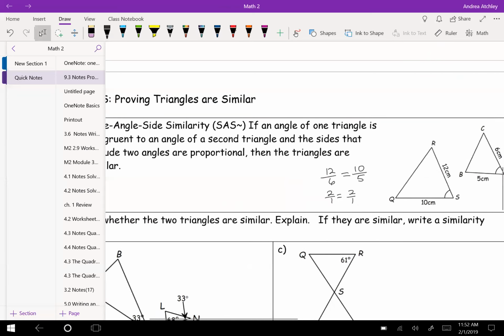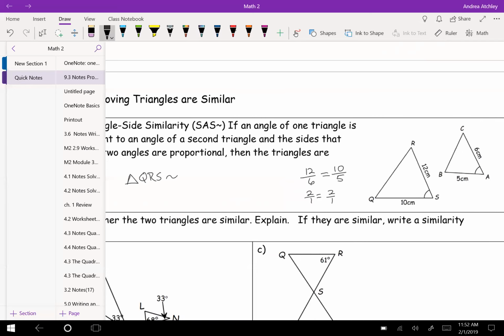Okay. Blake, name one of the triangles for me. QRS is similar to, okay, what goes with Q? B, triangle B, C, A, good. Are we catching on to this? Yes. No. You just said the letters correctly.